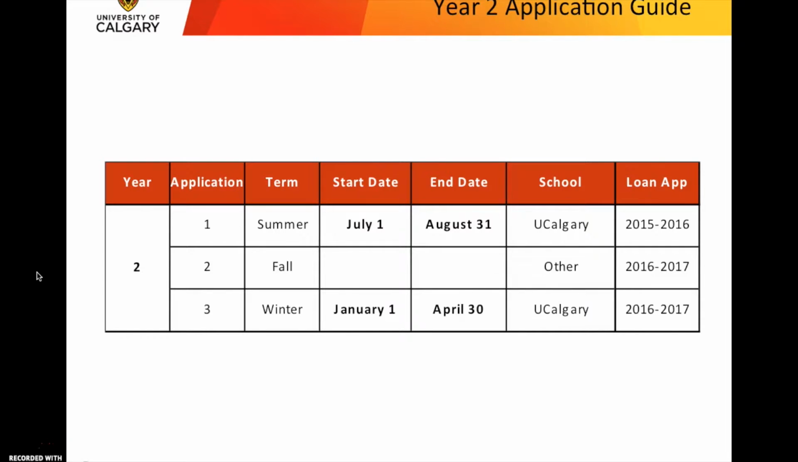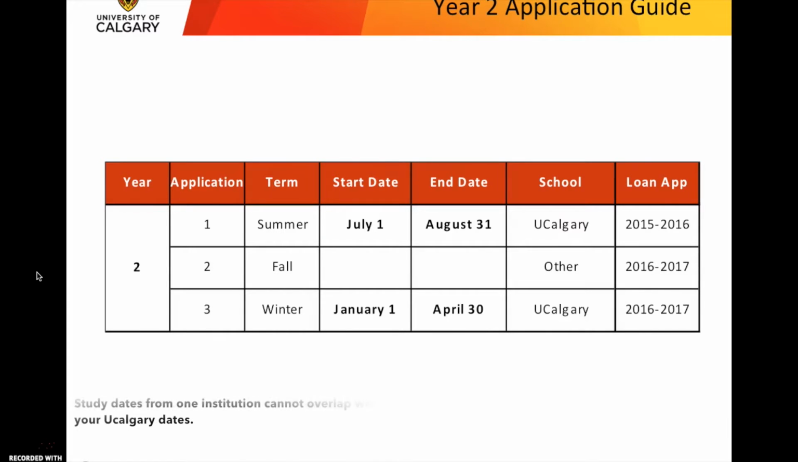So for example, the winter term dates for your first year would need to be January 1st or later. If you'll be entering your second year of program in July, this is what your application process will look like. If you haven't already done so, log into your SIMS account and submit an application for summer using the 2015-2016 loan application. You should submit your application for the fall term, listing your other institution as the home institution on the application no later than July 31st.